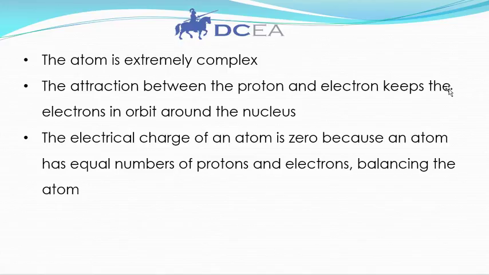The atom is extremely complex. The attraction between the proton and electron keeps the electrons in orbit around the nucleus. The electrical charge of an atom is zero because atoms are balanced. They have an equal number of protons and electrons. So this is very important in nature.